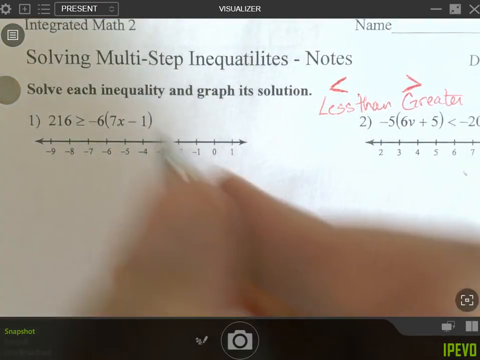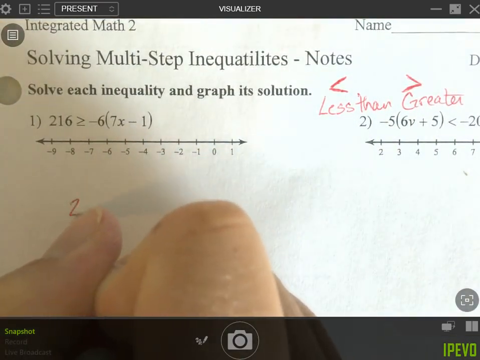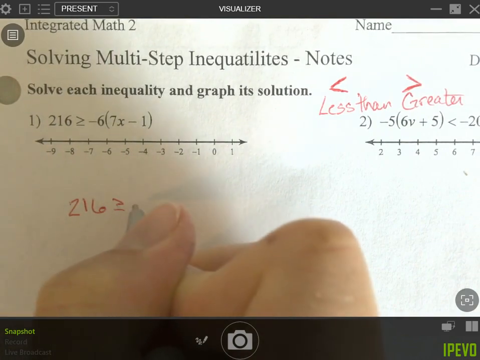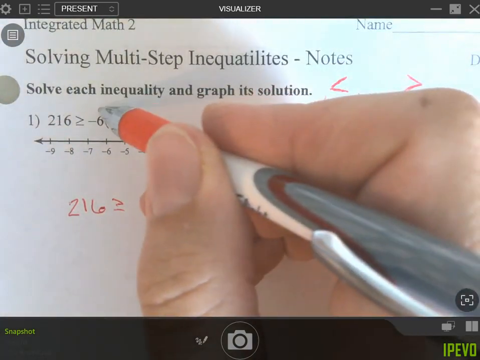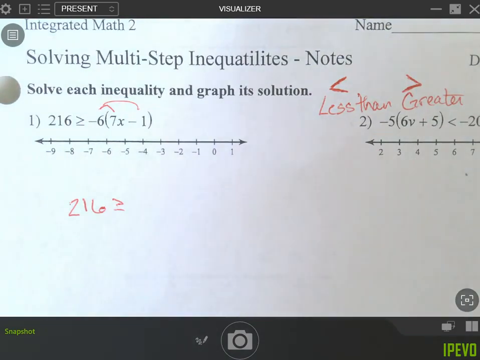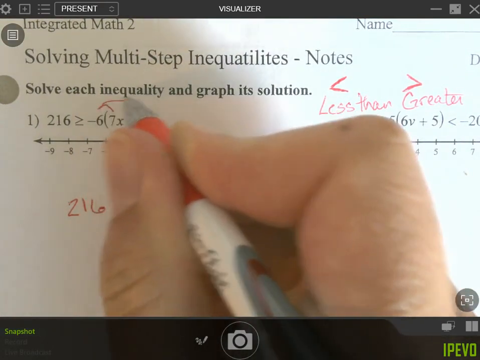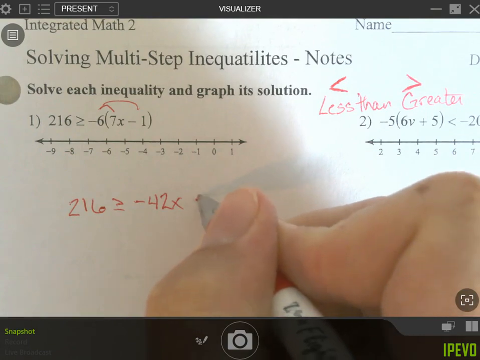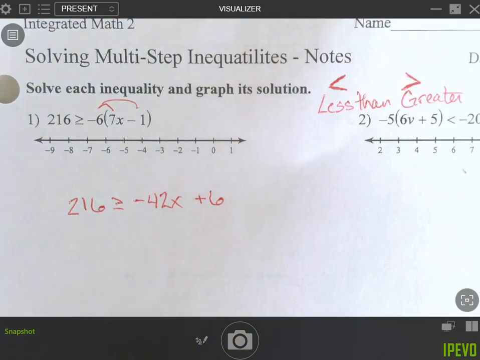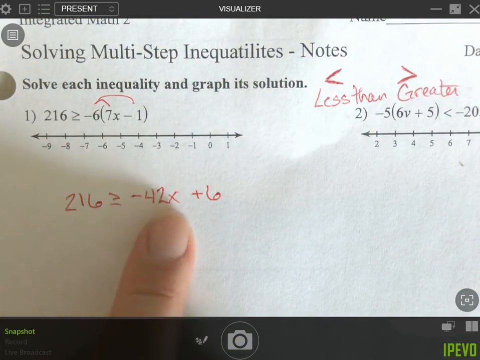But I'm going to say let's rewrite these problems underneath the number line. So it's 216 is greater than or equal to, and I guess when we rewrite it, would you probably distribute that first? I think you would. So what is negative 6 times 7? Negative 42x, keep the x. And then negative 6 times negative 1? Positive 6. Okay, now there's nothing else on the left to clean up, nothing on the right.